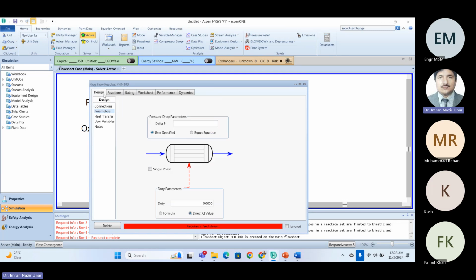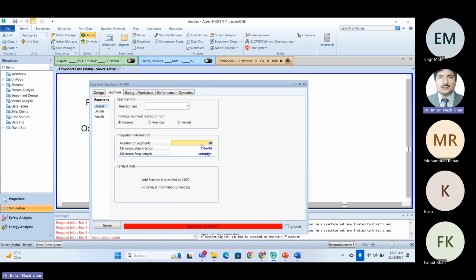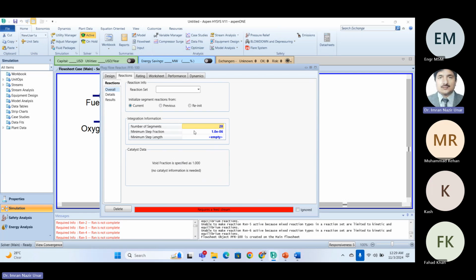It means this pipe is basically divided into 20 segments. You can increase or decrease. Now this information is for the integration or for the solver's mathematical calculations. If you increase the number, then you can have better results, but definitely it affects the computation time. Minimum step fraction, it is preferable that you do not disturb until you have good results, or you are not getting the appropriate results. Then you can change these values.